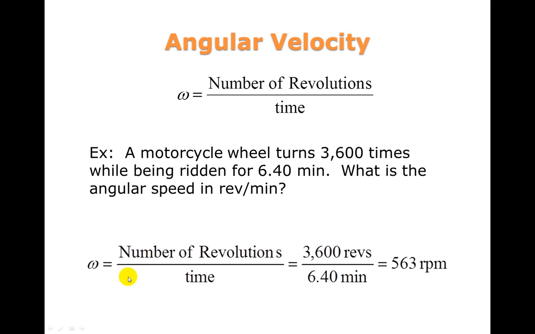So this letter here is the Greek letter omega, just so you know. And so we say number of revolutions, 3,600 revolutions divided by 6.40 minutes is 564 RPMs, which is revolutions per minute. All right, so whenever you see RPM, that's what it stands for.